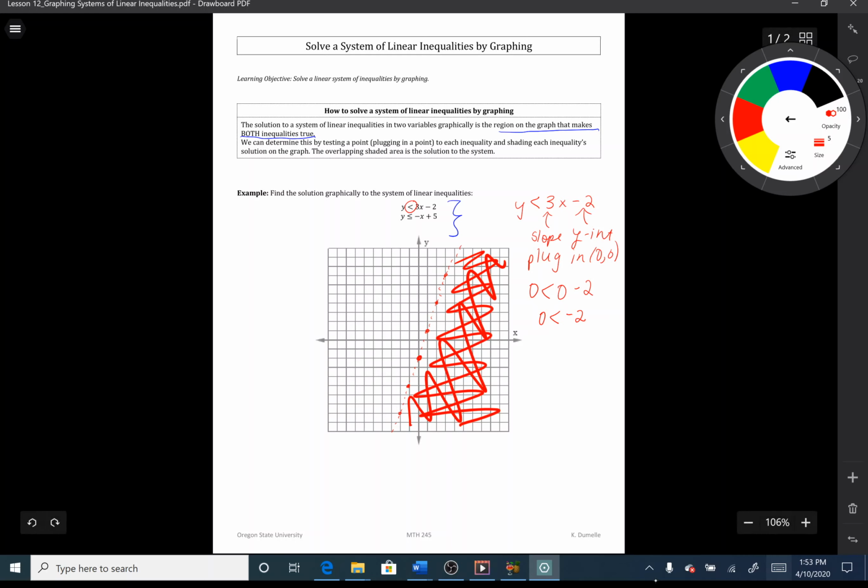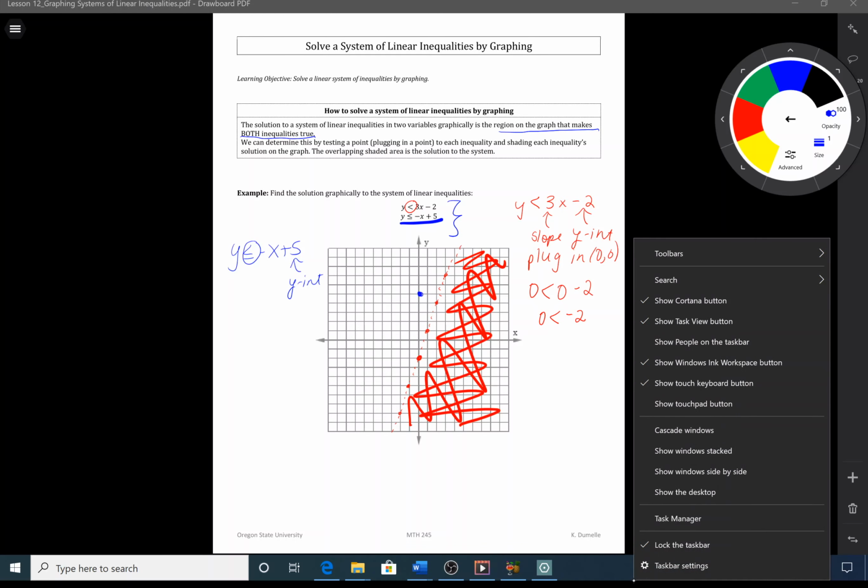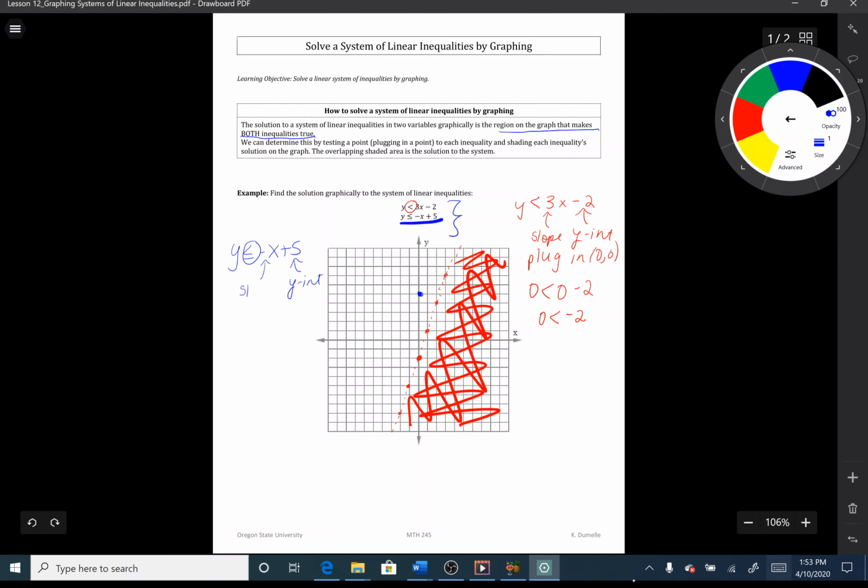Next, I need to graph the second inequality. That is y is less than or equal to negative x plus 5. So again, I'm just going to graph it. This one's going to be a solid line since it's less than or equal to. My y-intercept is 5. 1, 2, 3, 4, 5. And my slope is negative 1. So my graph will look something like this. Solid line.